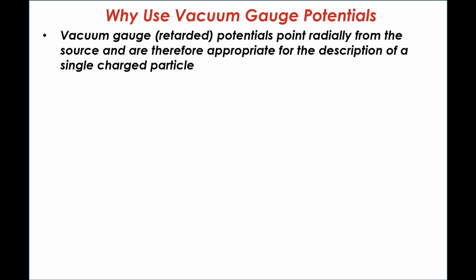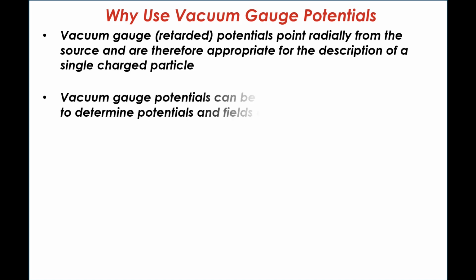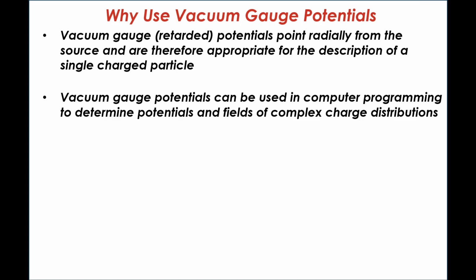Having derived the vacuum gauge potentials, the next question is this: what can you do with vacuum gauge potentials which cannot be done with Lienard Wiechert potentials? First, vacuum gauge potentials point radially from the source and are therefore appropriate for the description of a single charged particle. In connection with this, you can use vacuum gauge potentials in computer programming to determine potentials and fields of complex distributions of charge by adding up the fields one particle at a time.